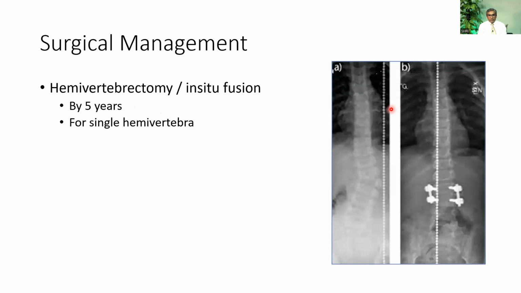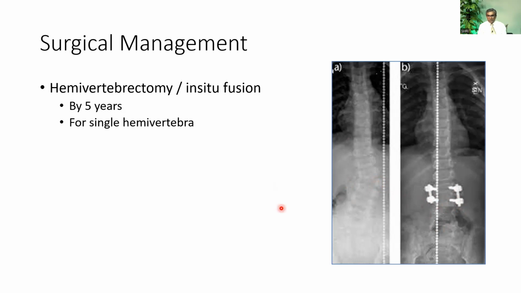So lastly, we'll move on to surgical management. Now, if it's a hemivertebra or a congenital deformity, by about 5 years, if it is a single hemivertebra, of course, we can remove the hemivertebra surgically and fix it. If you can see in this picture here, this is a hemivertebra, and surgically that hemivertebra has been removed and the segment has been fixed.